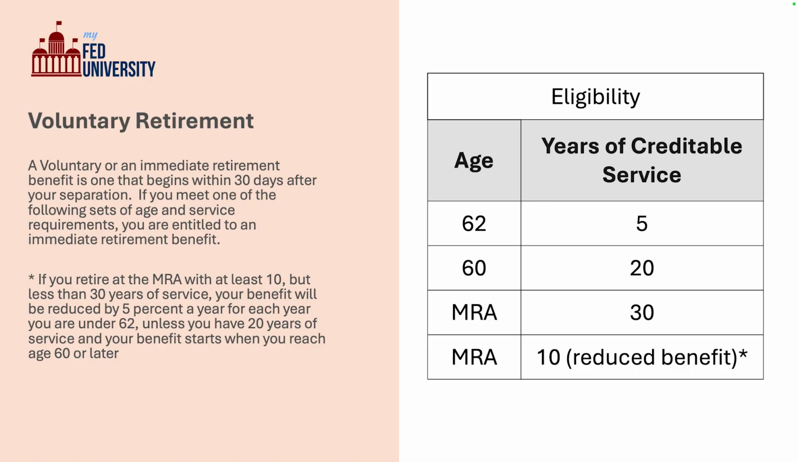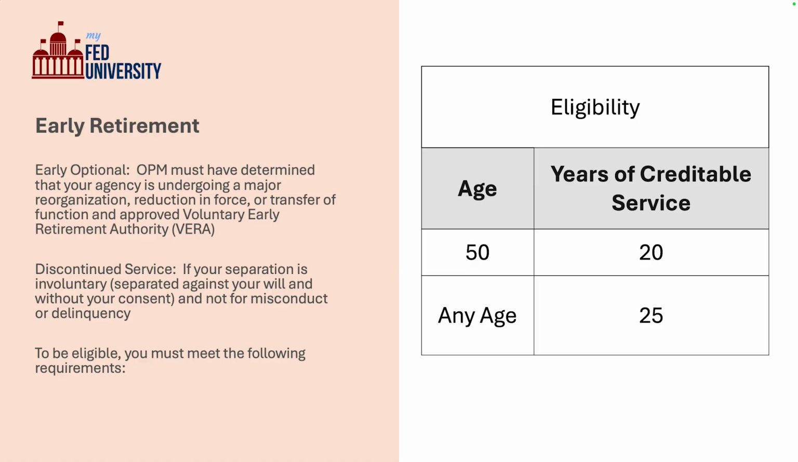Now, there is one last option, your MRA with at least 10 years of creditable service. But please note that that comes with a reduced benefit. If you retire at your MRA with at least 10 years of service, but less than 30 years of service, your benefit will be reduced by 5% a year for each year you are under age 62, unless you have 20 years of service, and that benefit starts when you reach age 60 or later. So as you can see, there can be a big penalty for using this option, the MRA with 10.